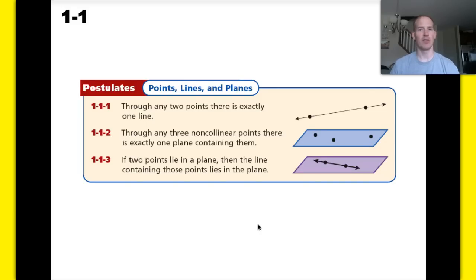Points, lines, and planes. And this is what I had gotten at before. Through any 2 points, there's exactly 1 line, because remember, you can't curve it, because then it's not a line. You do not have to know these numbers either. I'm not going to test you on numbers. That's just silly. Through any 3 non-collinear points, there's exactly 1 plane containing them. If 2 points lie in a plane, then the line containing those points lies in the plane.